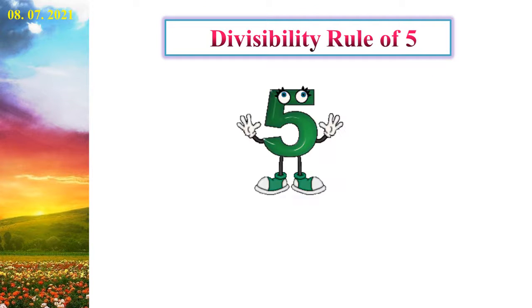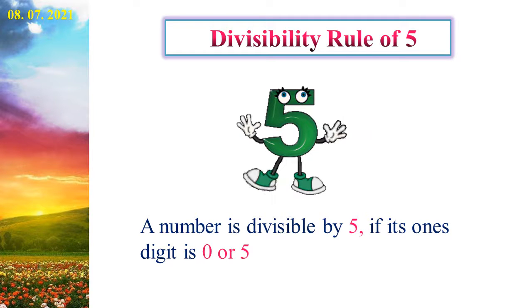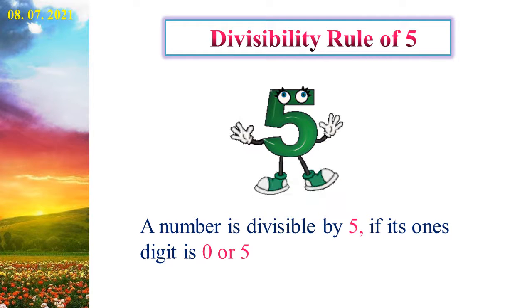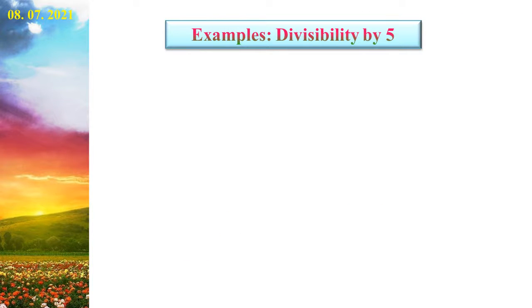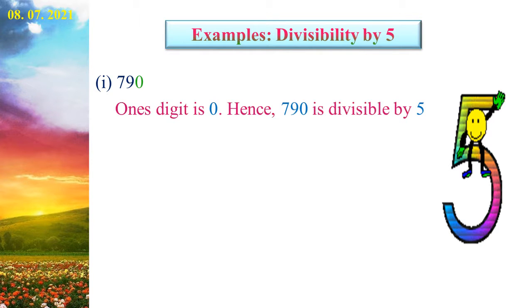Let's learn about divisibility rule of 5. A number is divisible by 5 if its ones digit is 0 or 5. Let's see some examples for divisibility rule of 5. Look at the given number 790. Here the ones digit is 0. Hence 790 is divisible by 5.